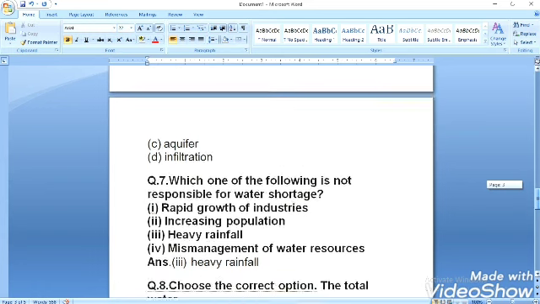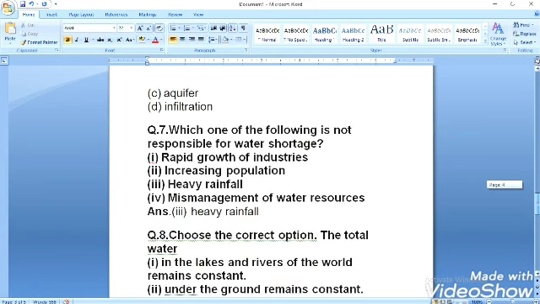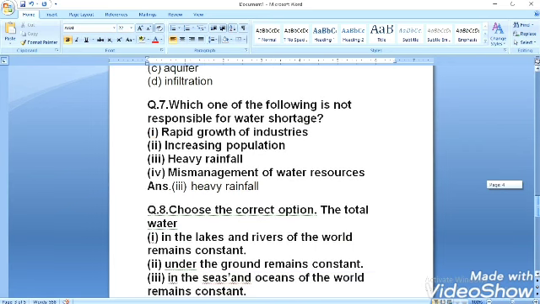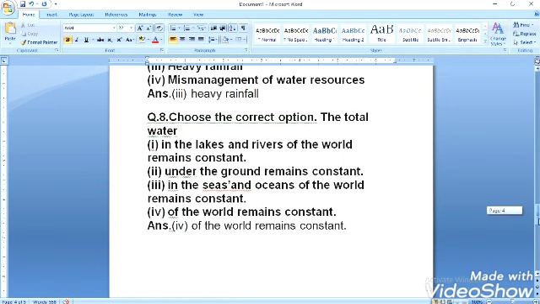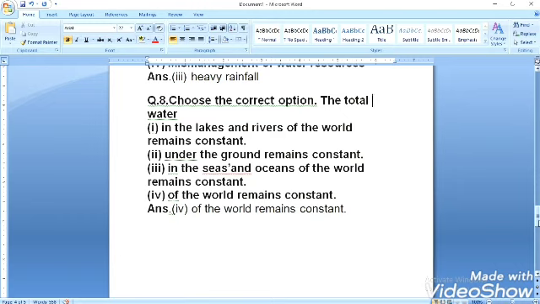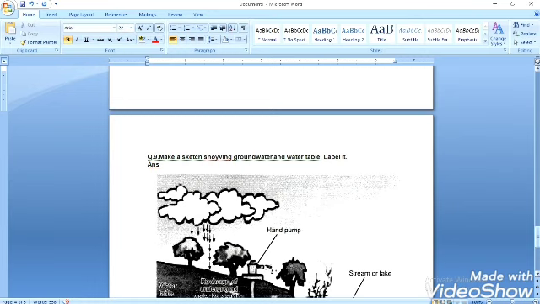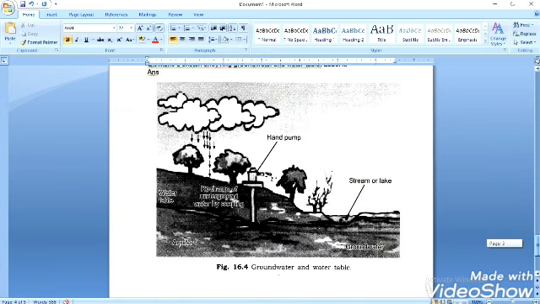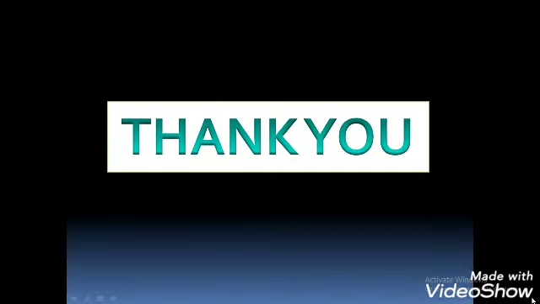Seventh question. Which one of the following is not responsible for water shortage? Rapid growth of industries, increase in population, heavy rainfall, mismanagement of water resources. Yes, which one causes heavy rainfall? Eighth one. Choose the correct option. The total water in the lakes and rivers of the world remains constant. Under the ground remains constant. In the seas and oceans of the world remains constant. Of the world remains constant. Yes, of the world remains constant. Ninth question. Make a sketch showing groundwater and water table. Label it. So you should draw this picture in your notebook. Thank you, students.